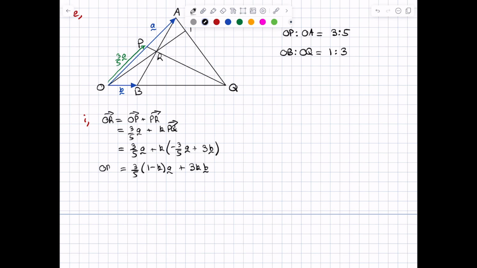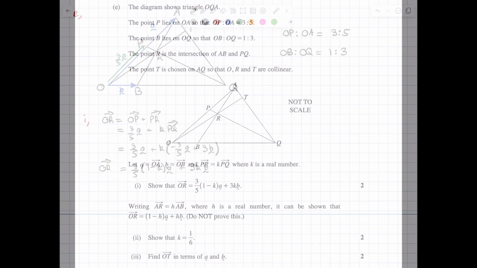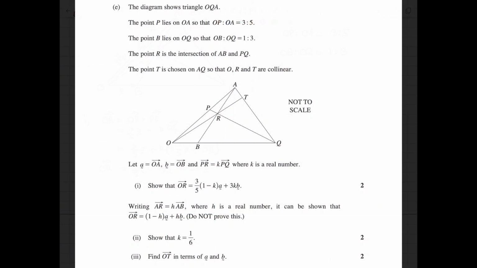And that's part 1 done. Now part 2 says, writing AR equal to HAB, where H is a real number, it can be shown that OR equals (1 minus H) lots of A plus HB. Do not prove this. And we want to show that K is equal to 1 on 6.